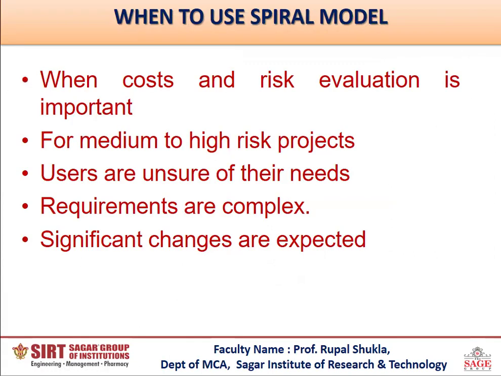When to use the spiral model? When cost and risk evaluation is important, software companies use the spiral model. For medium to high risk projects, software companies use the spiral model. When users are unsure of their needs, software companies use the spiral model. When requirements are very complex and significant changes are expected, then we use the spiral model.